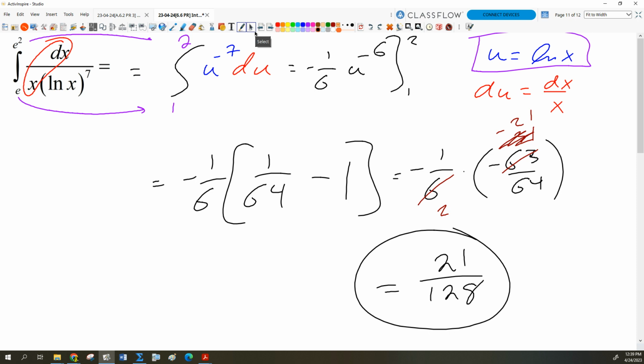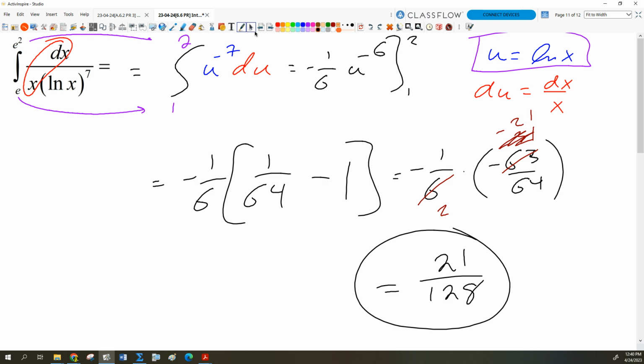Yeah, I just evaluated it, right? We get negative 1/6, we can pull out front. 2 to the negative 6 minus 1 to the negative 6. What's 2 to the negative 6? 1/64. Well, because that's what I do. I evaluate my definite integral by the fundamental theorem, right? That's the value of u, right? Remember, we transitioned our limits.